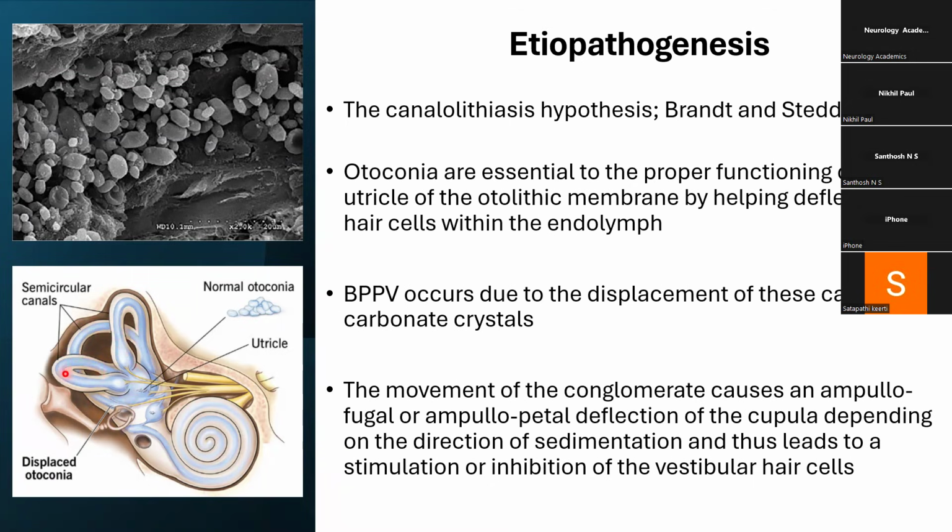If you think about it, if there are some other substances within the semicircular canals, then on head movements these particles move, and it can result in movement of the endolymph. This movement of the endolymph, whether towards or away from the ampulla, results in activation of the semicircular canals. So this is how the pathogenesis of BPPV happens.